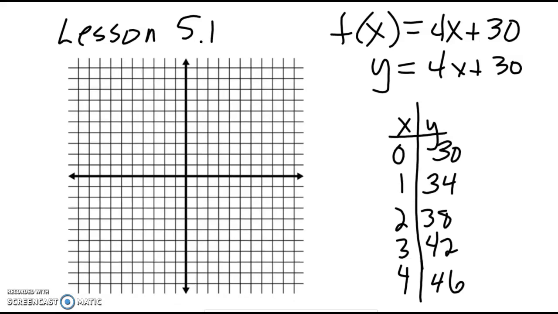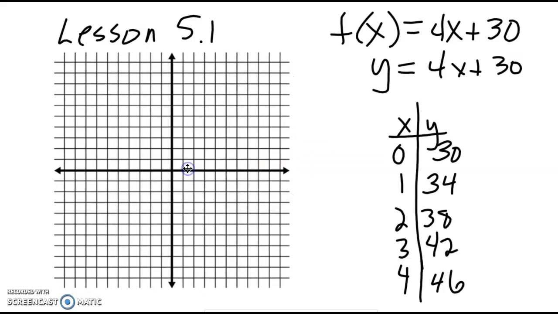Okay, so did you plugging in 0, 1, 2, 3, and 4 get these values? Yes. Okay, so let's graph these. On our x-axis, what do we want to go by? Ones would be okay. On our y-axis, what do we want to go by?